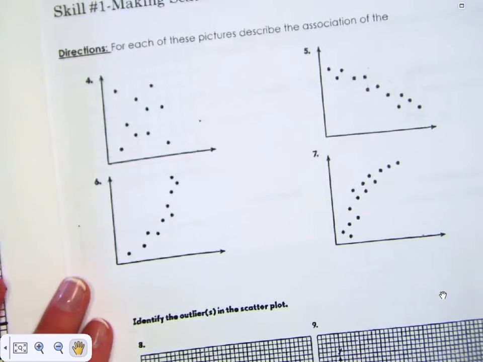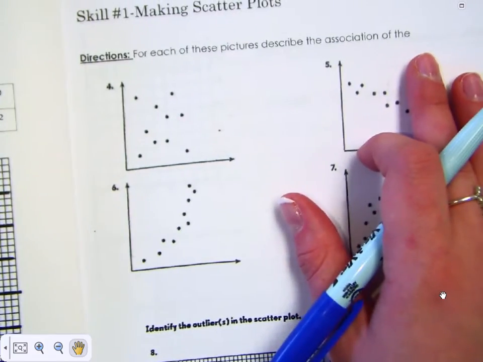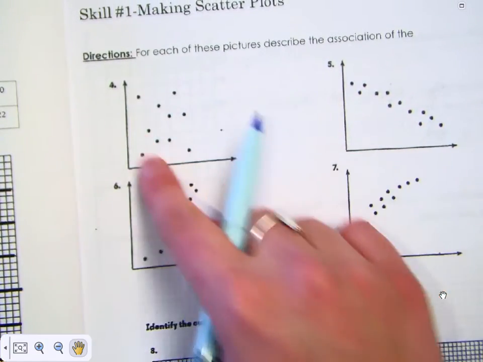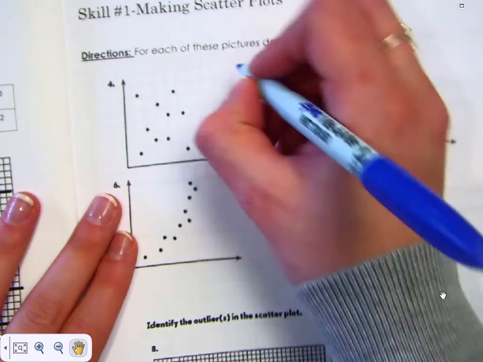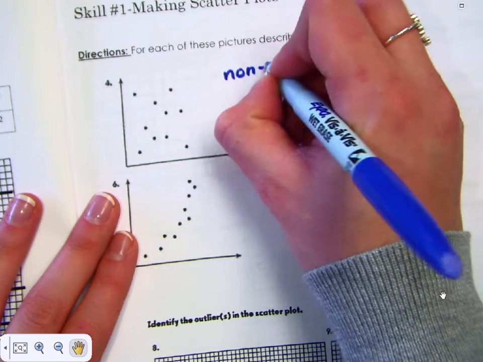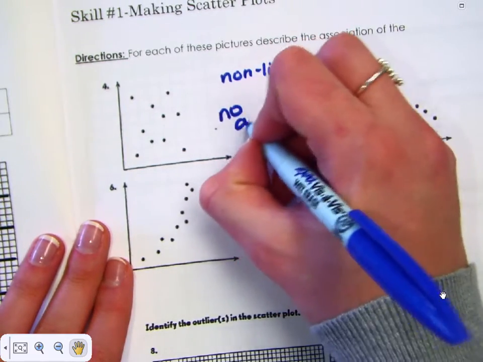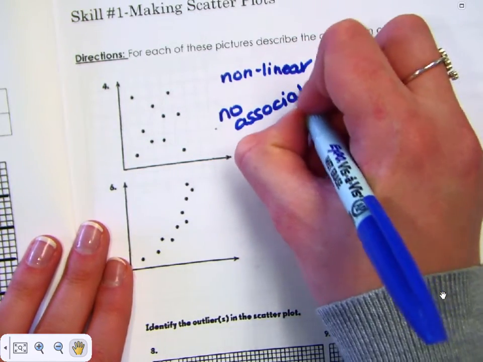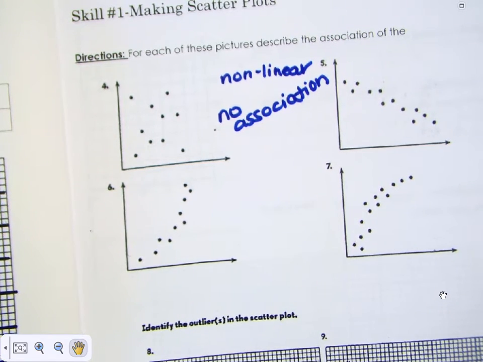If you flip to the page here, it says for each of these pictures, describe the association. So I'm looking, does this look like you can see a pattern in it? Is it linear or nonlinear? Well, it's definitely nonlinear. And because it's nonlinear, we can't make a conclusion about it. So there's no association with these points. These points are scattered everywhere. We can't make a connection between whatever variables we're looking at.